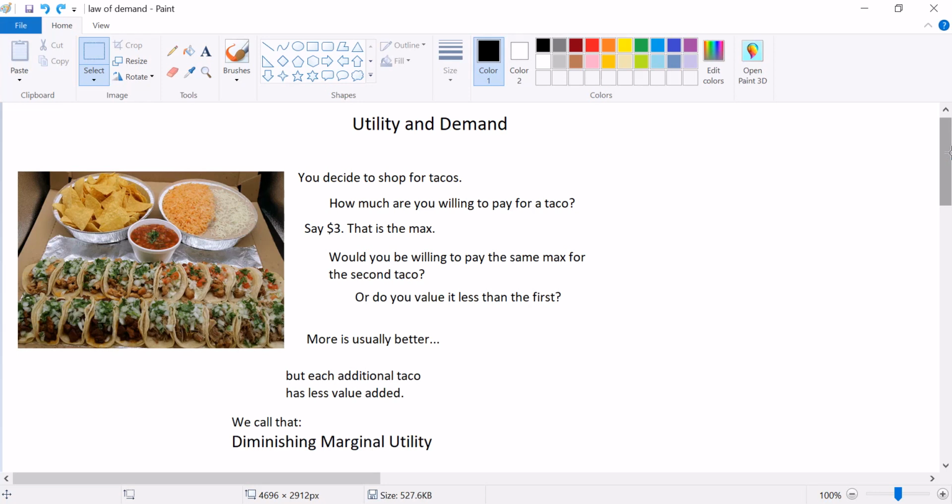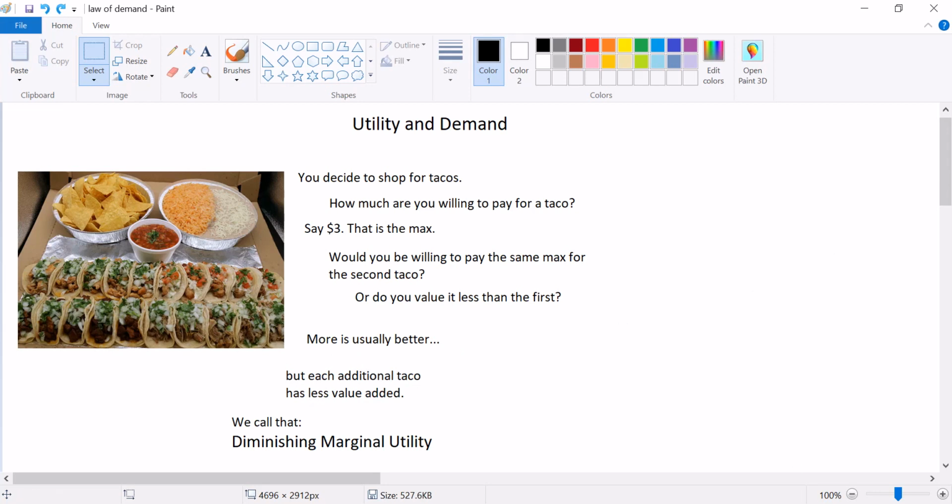Utility is the overall well-being from consuming your good. Marginal utility is how much utility you get from the next taco, or how much value each taco adds. You add up all the marginal utilities from each specific taco and you get your total utility. When I say diminishing marginal utility, that's referring to this idea that each additional taco has less value added.